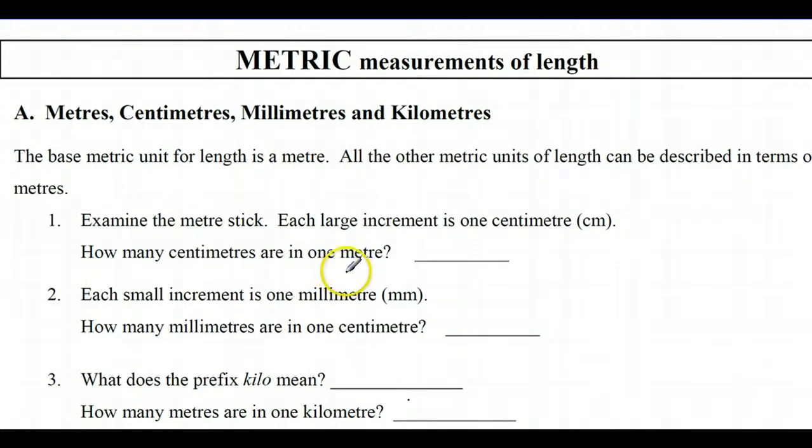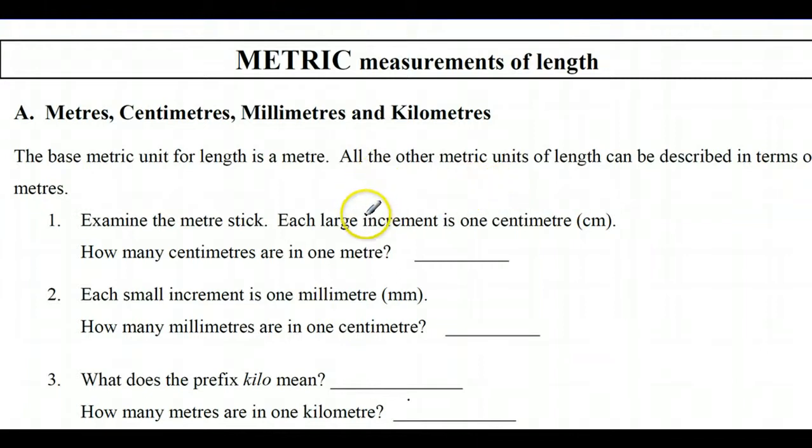Metric measurements of length. So meters, centimeters, millimeters, and kilometers. There's also decimeters. There's more. The base metric unit for length is a meter. All the other metric units of length can be described in terms of meters.